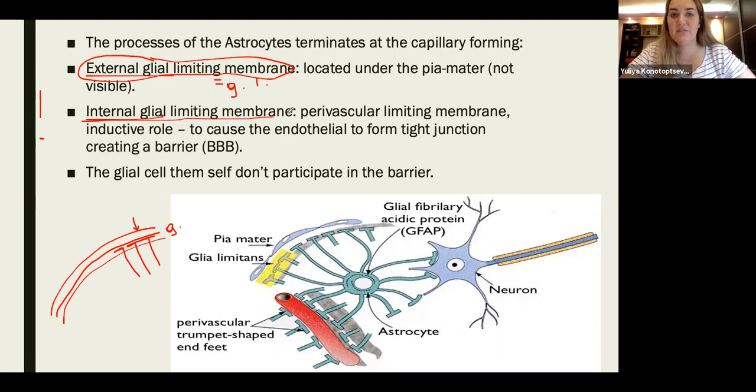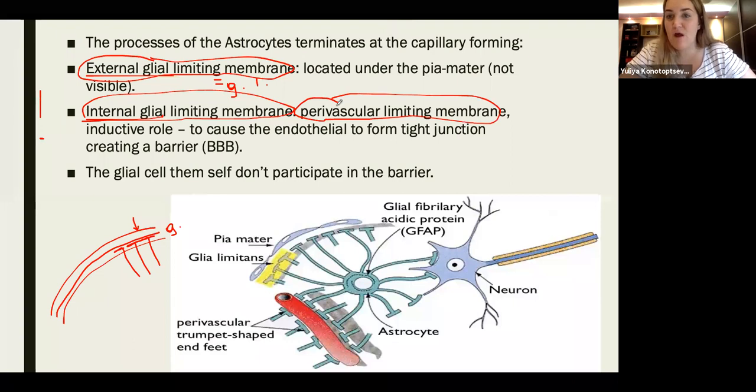Internal glial limiting membrane has another name. It is also known as the perivascular limiting membrane. Okay, so it is also known as the perivascular. So it is around the blood vessel. So what does it participate in? It participates in creating the BBB. So any astrocyte can make internal glial limiting membrane. Protoplasmic can do it, right? Fibrous can do it. But the external one is only created by the protoplasmic because that's the most outer one. Does it make sense? Okay.